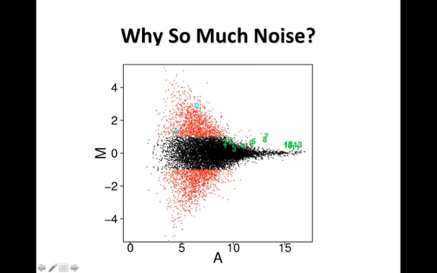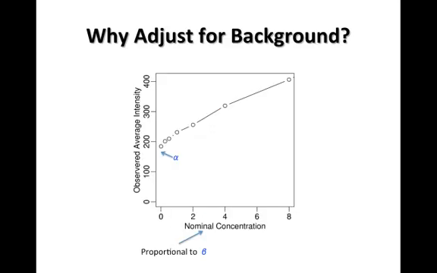Okay, so now let's get back to this picture. So why is there so much noise here? Now that we understand what the MMs are and what background is, we're going to explain why this is. It's actually due to the way that background correction is performed. All right, so why do we adjust for background? Well, it has to do with the fact that we never have zeros, right? So there's always some kind of background effect that seems to be additive and shifts the data upwards towards positive numbers.